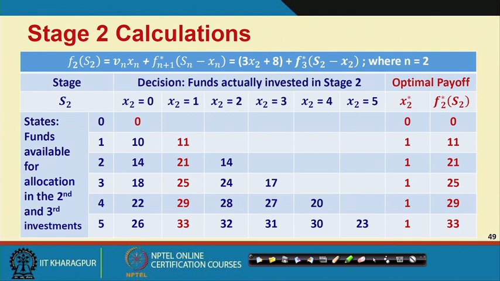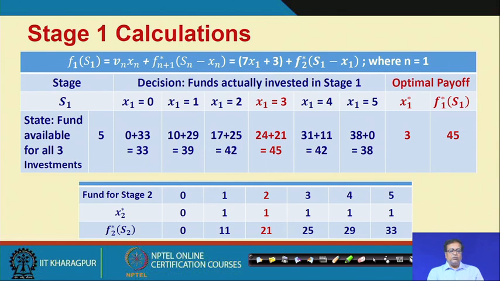So, anyhow, if you write the optimal payoffs at this level, then for 0 it is 0 value, for 1 it is 11, for the next one the optimal value is 1 and it is 21, next one the optimal value is 1 and it is 25, then 29, and the last one the optimal value is 1 and it is 33. So, those are the values of x2 stars, for what is the optimal payoff at this stage, and the corresponding x2 star is also noted and highlighted in this chart. So, next go to stage 1.